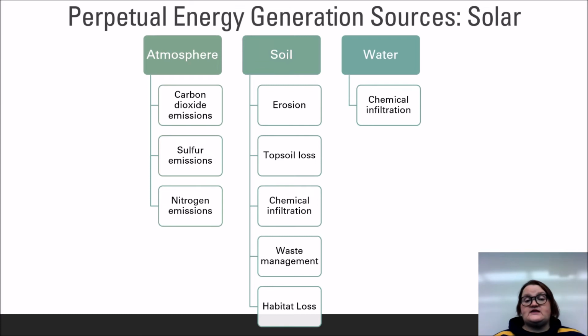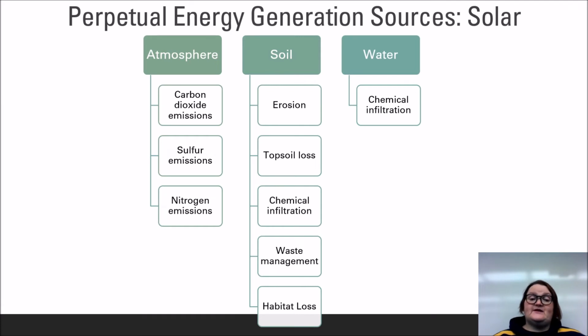The mining process leads to erosion, topsoil loss, and habitat loss. The chemicals used in the manufacturing and functioning of PV cells are hazardous and can leak into the soil during function if damaged and once discarded.